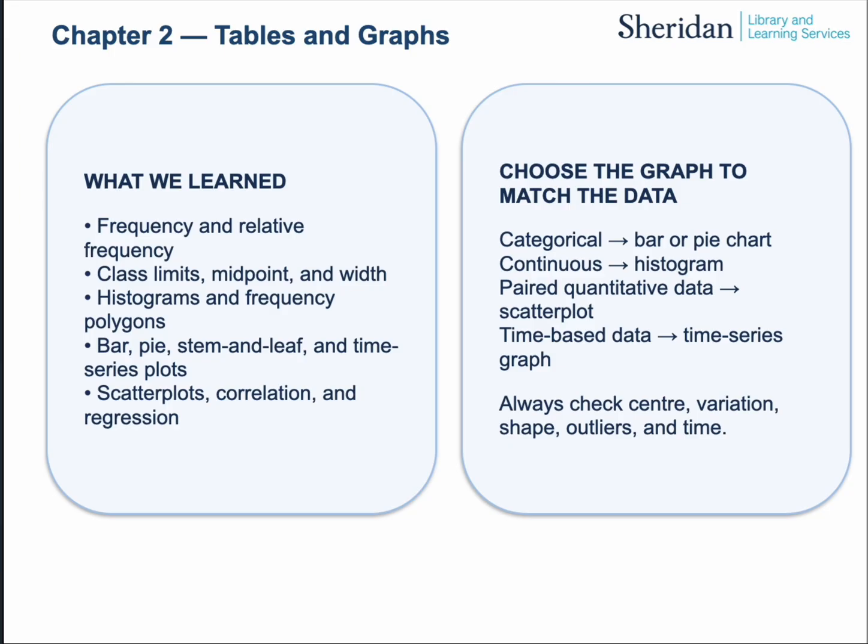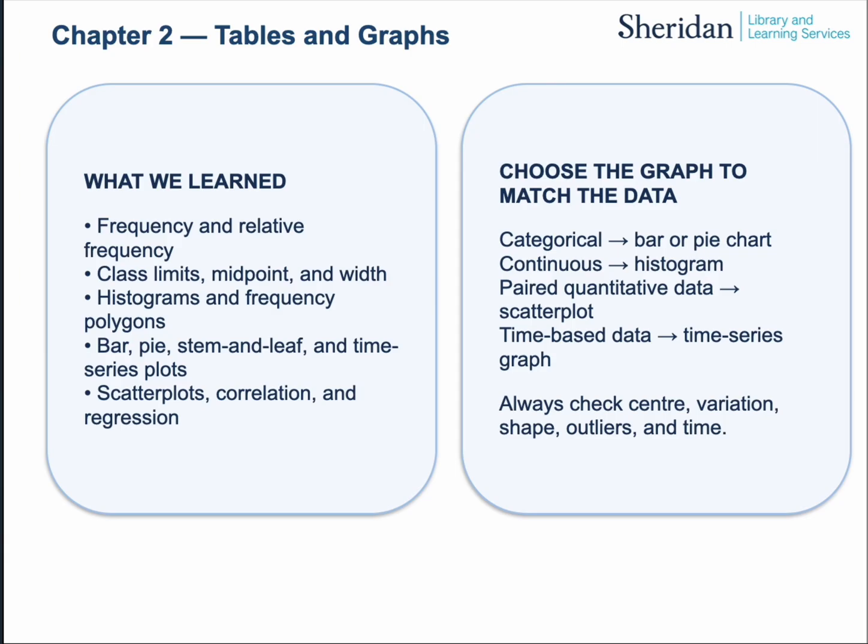Now let's look at the section on the right. One of the most common mistakes people make is choosing a graph simply because it looks familiar. Instead, always ask yourself, what type of data am I working with? If it's categorical, choose a bar chart or pie chart. If it's continuous, choose a histogram. If it's time-based data, choose a time series graph.